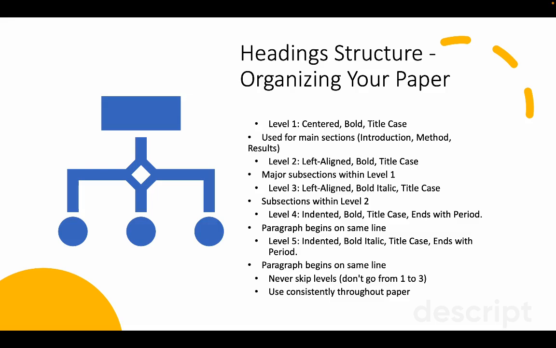Level 4 is indented, bold, title case, and ends with period. Paragraph begins on the same line. Level 5 would include indented, bold italic, title case, and ends with a period. The paragraph begins on the same line. So never skip levels. Don't go from 1 to 3. Use them consistently throughout the paper.